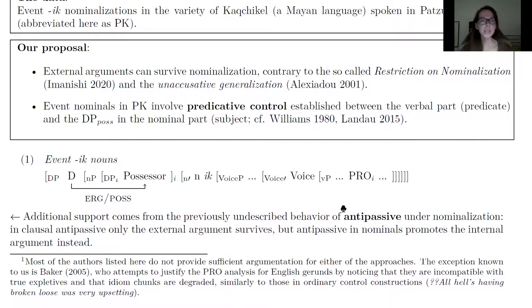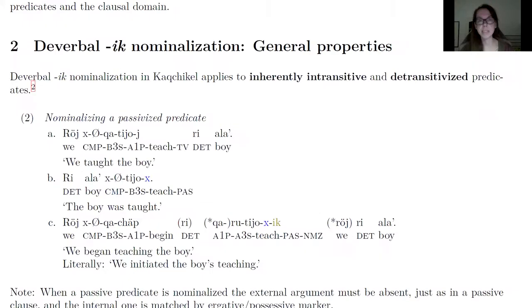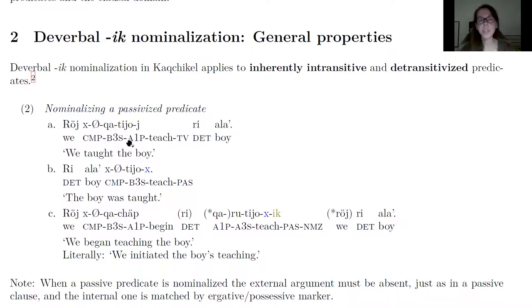First I will briefly discuss the main properties of these ik nominals to show that they are indeed these mixed categories. The first thing to know about them is that, again, this kind of nominalization can only be applied to inherently intransitive or detransitivized predicates. So let's say we have this transitive verb ticho, and here in the glosses, following this traditional Mayanist convention, ergative is homophonous with possessive in Kakchikel.